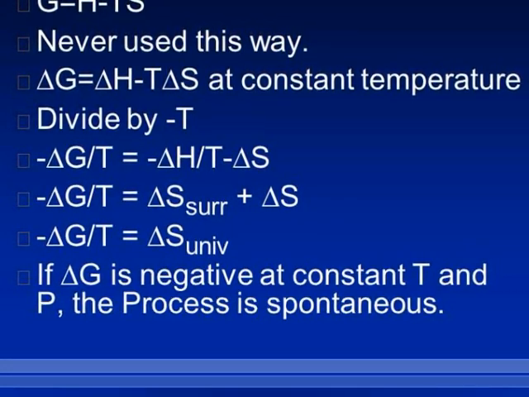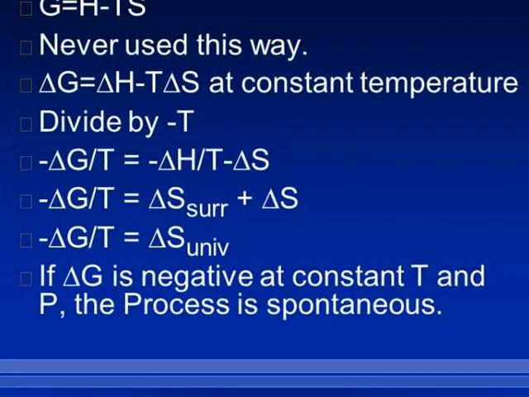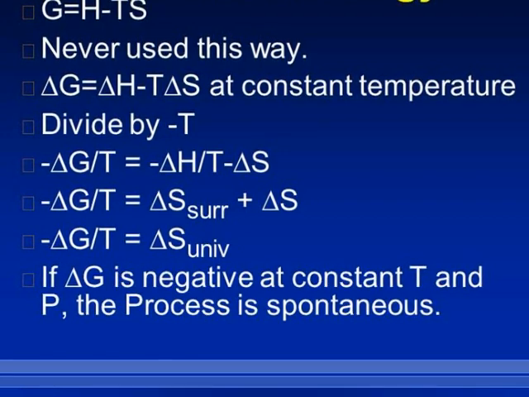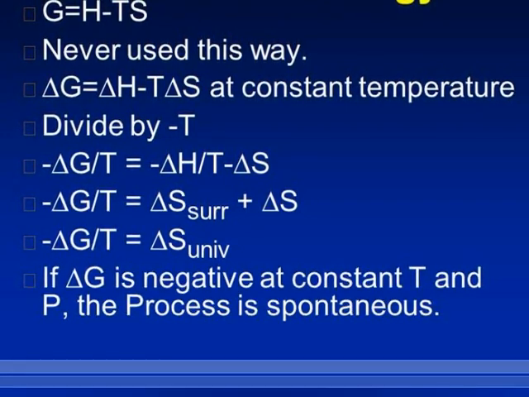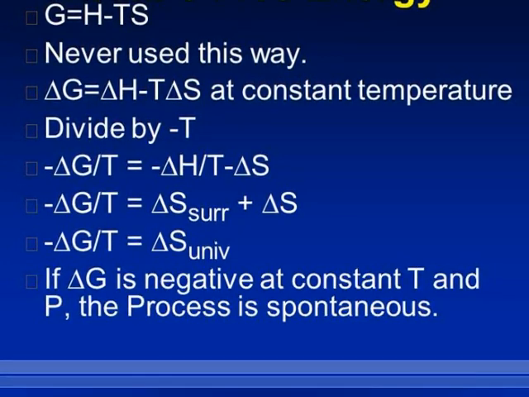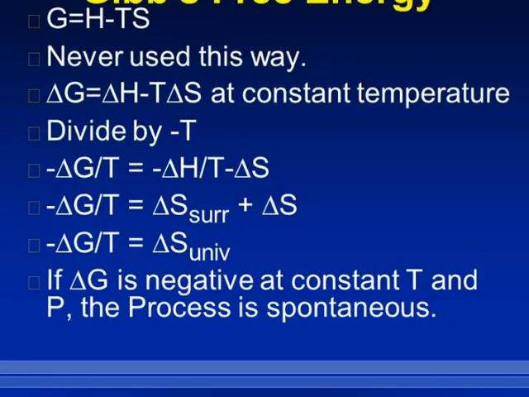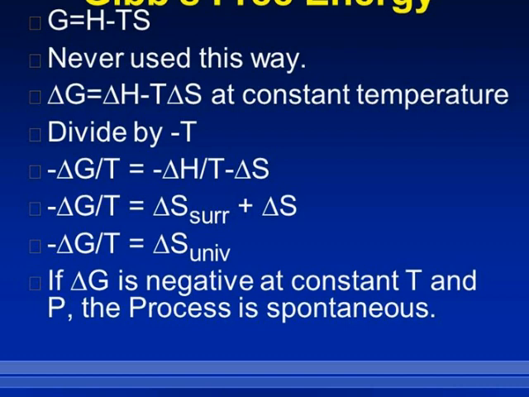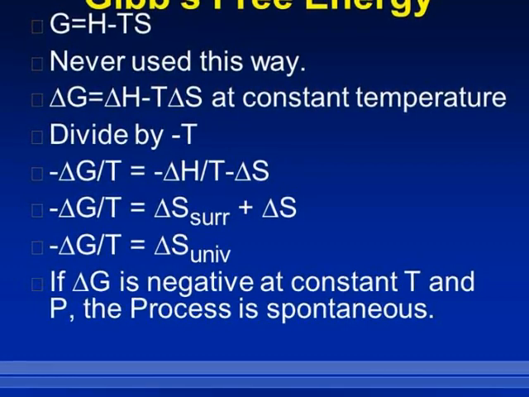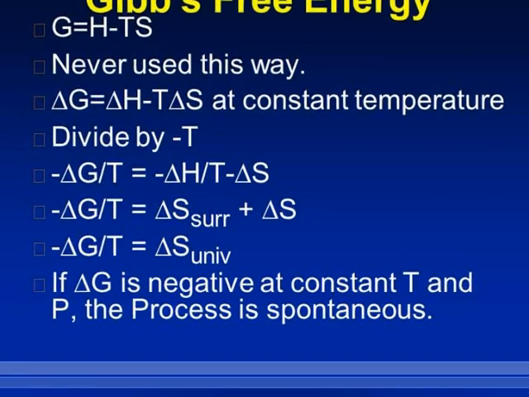And he figured out the equation: G, the Gibbs free energy, is equal to H, the enthalpy of the system, minus temperature times entropy. But of course, we can't measure just the enthalpy of the system. We always measure the enthalpy change. And we never measure the entropy of a system. We measure the entropy change in the system. And so we use the deltas. Delta G, the change in Gibbs free energy, is equal to delta H, the change in enthalpy, minus T, the temperature, times delta S, the change in entropy, at a constant temperature.